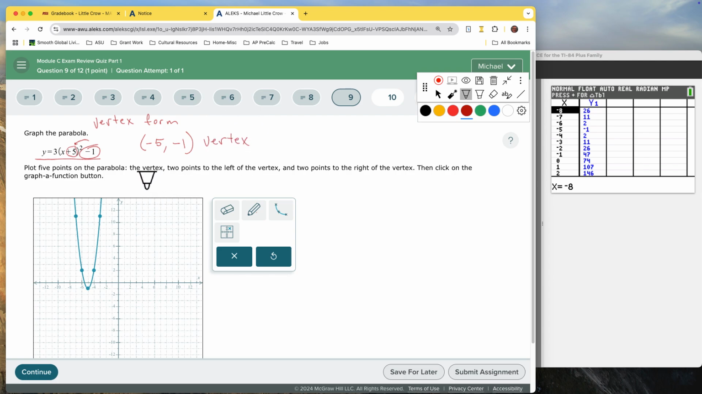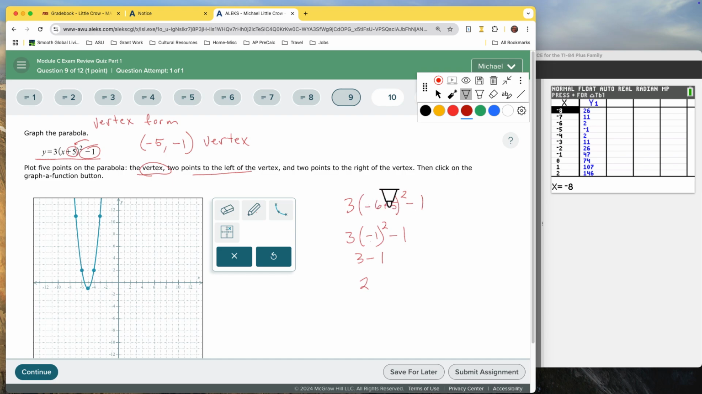So that's that. We could plot that point. I mean, it's right there. Then we would need 2 to the left. So you're thinking, okay, if I'm at negative 5, how about negative 6 and negative 7? So then I would go through the process of putting in negative 6. Negative 6 plus 5 is negative 1. I square it, that gives me a positive 1, times 3. I get 3, minus 1, which gives us 2, which is what we got, right? Negative 6, 2. But this was a little bit faster in doing the calculation.